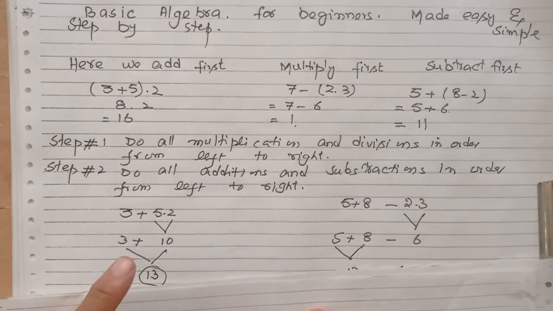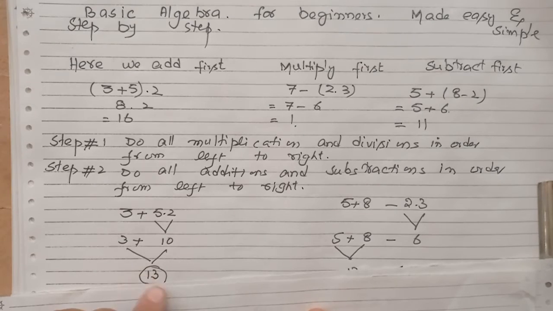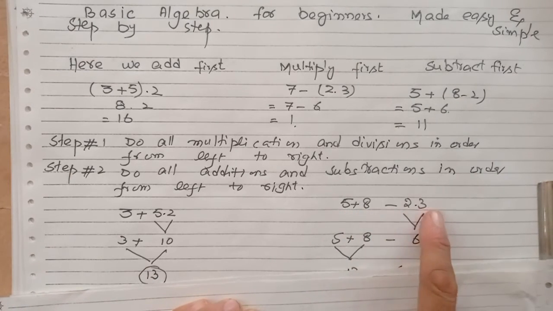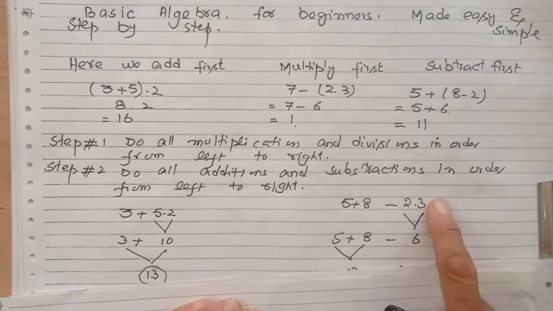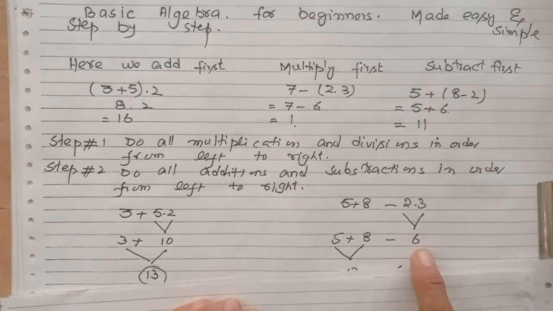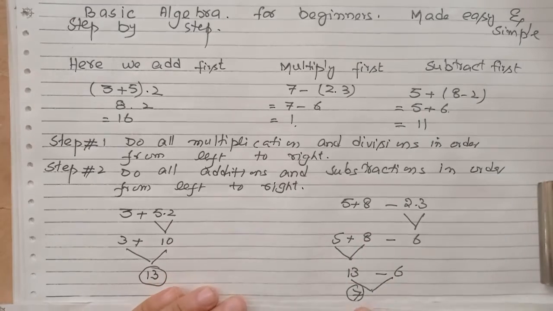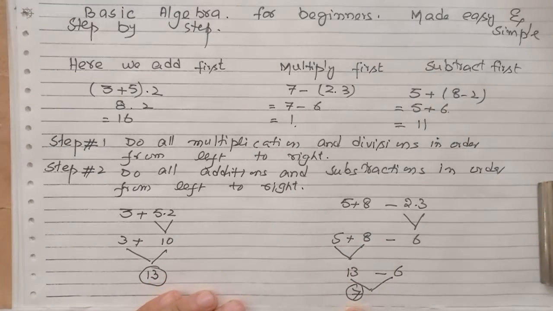Now see this expression, 3 plus 5 into 2. So first of all we multiplied 5 into 2, 10, and 10 plus 3, 13. Over here, 5 plus 8 minus 2 into 3. So first of all we multiplied, 6, and then 5 plus 8, 13, minus 6, and then we got 7.